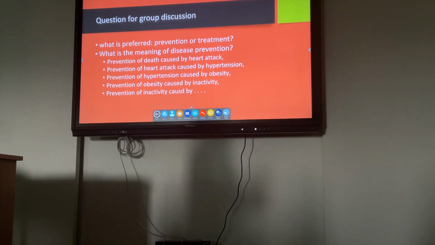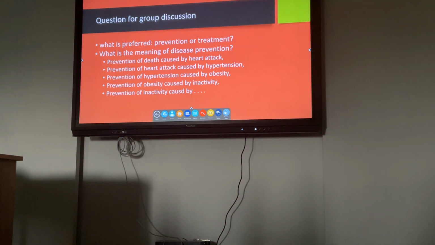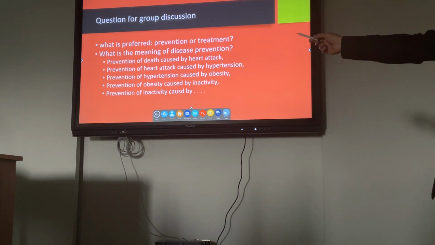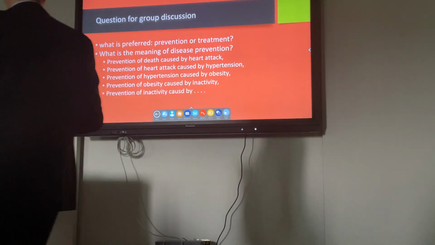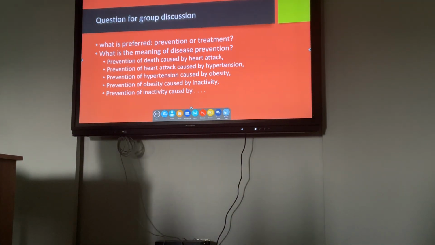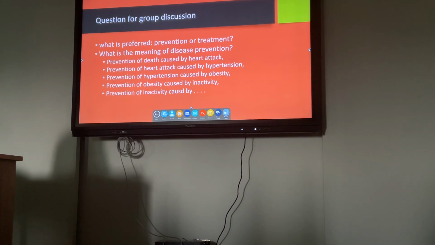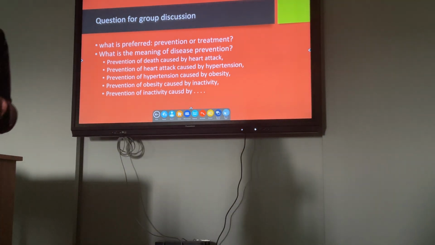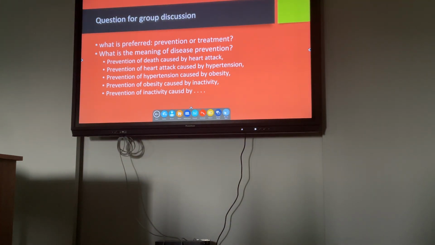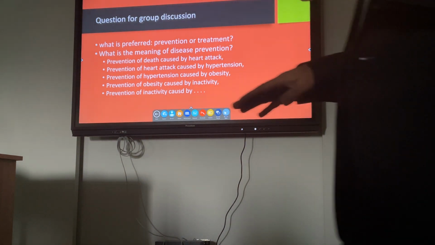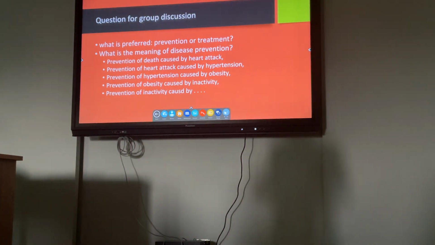But if we detect the high blood pressure in routine examination as an accidental finding without any sign and symptom, this can be classified as secondary prevention because the patient was not aware of the disease. Prevention of hypertension caused by obesity. Primary prevention, because obesity is a risk factor for hypertension. And by removing the risk factor, we can prevent development of hypertension.